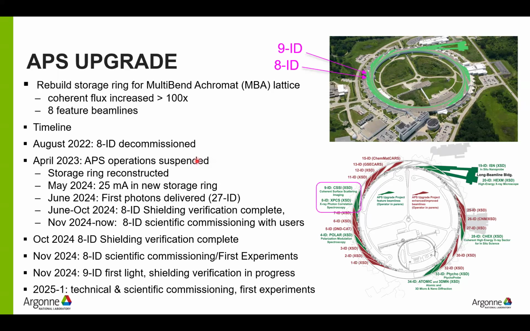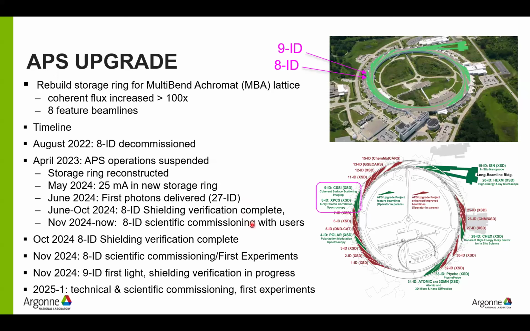And now as part of the upgrade, the 2 XPCS instruments are staying at 8ID, which has been completely rebuilt. And the grazing incidence X-ray scattering program is moving to 9ID, which will also host this new technique, coherent surface scattering imaging. So in April 23, APS suspended operations. The storage ring was completely replaced, and then earlier in the spring, summer of last year was the progress towards becoming a working synchrotron again.